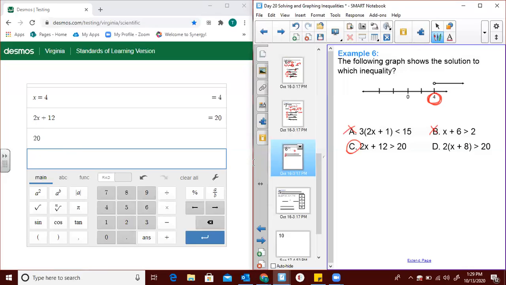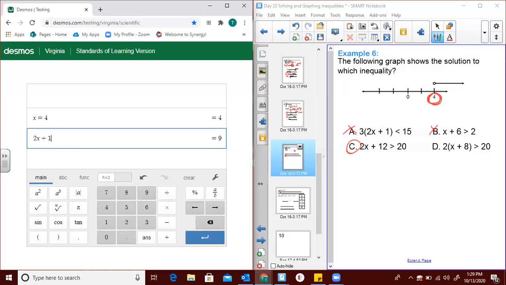But I also know that I need to check my last answer just in case. And the left-hand side of D is 2 parentheses x plus 8. And the right-hand side is 20. And you can see here that 24 and 20 don't match. So D is not a solution.